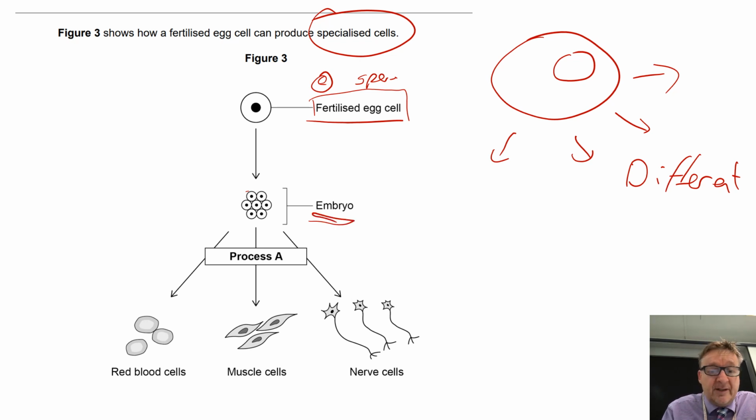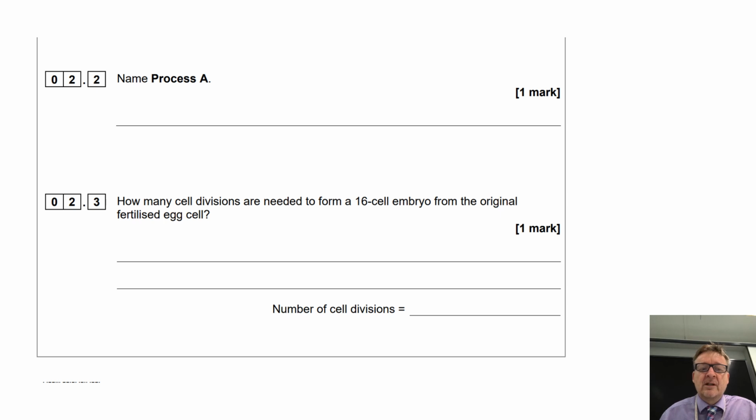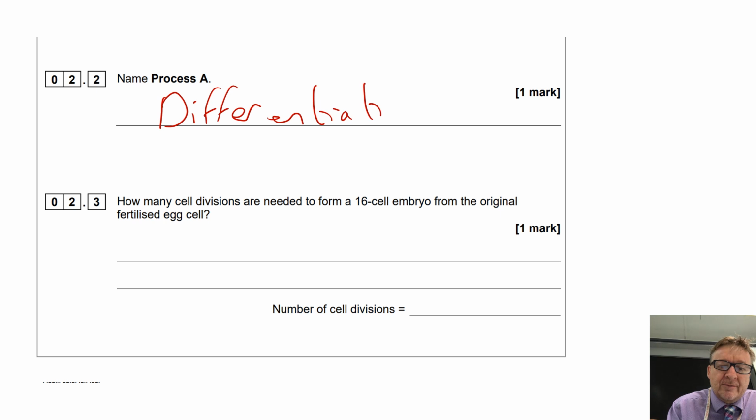Process A, now I'm pretty confident that they're going to ask me what process A is. It could become a red blood cell, it could become a muscle cell, it could be a nerve cell, right? So they're the 3 specialisms. Oh, surprise, surprise. Name process A. That is differentiation. Okay, so that is the actual process that is expected, differentiation.